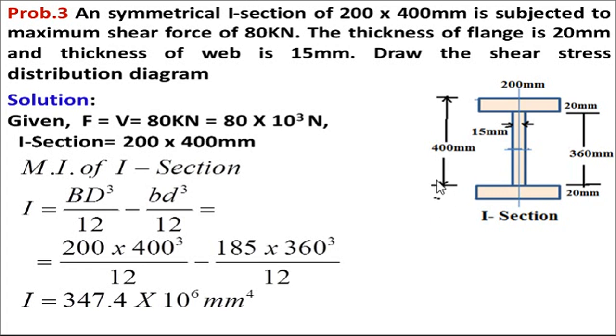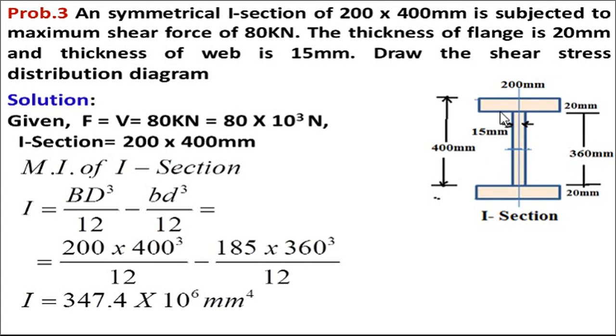Okay, this line should not be here, it should be at the bottom. 200 by 400 minus BD cube by 12. Small b means what? 200 minus... This is total 200. We have to find out the width of this empty portion. If 15 is deducted from 200, we get 185. Small b is 185 into 360.